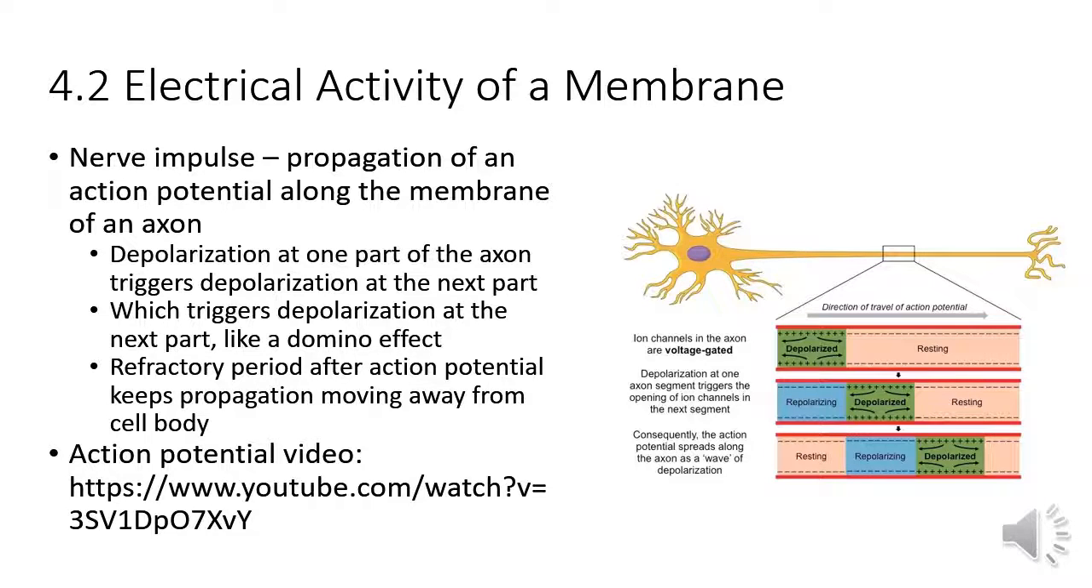The refractory period of each successive part of the axon keeps the signal from traveling back toward the cell soma. If you remember, there was that little dip that prevents another action potential from happening immediately after one action potential, so that makes it so that the action potential propagation doesn't move back toward the soma.